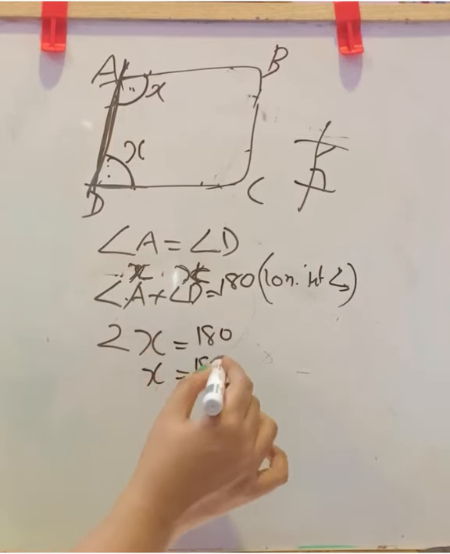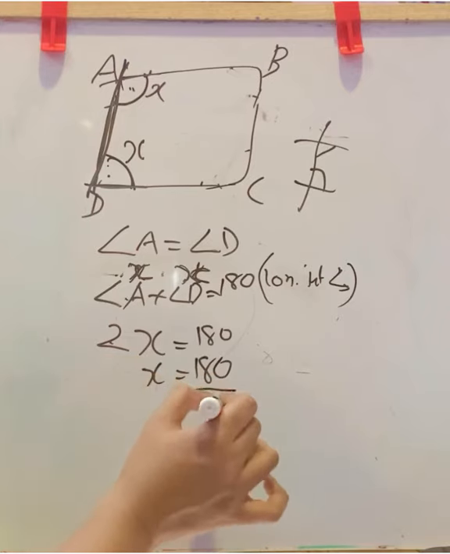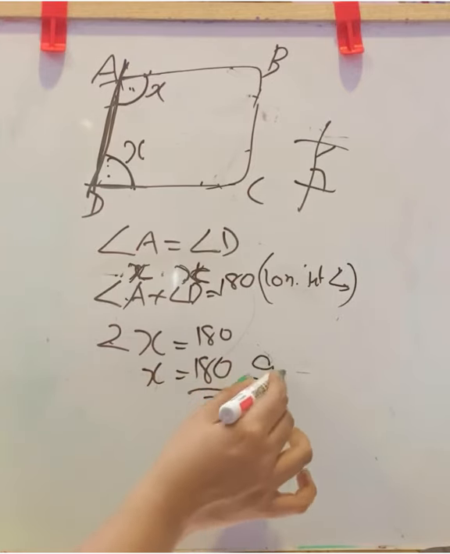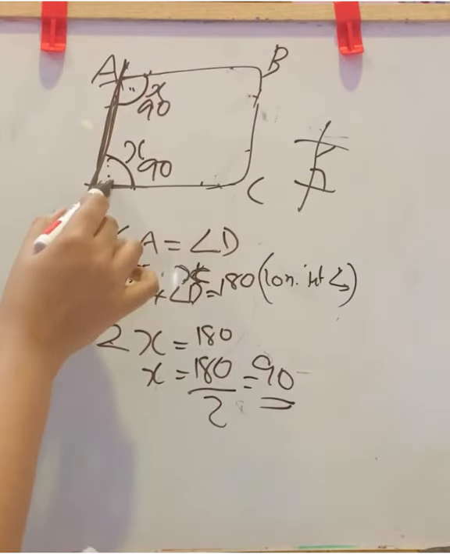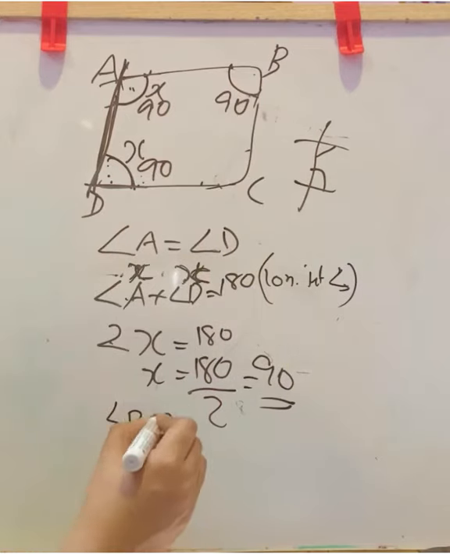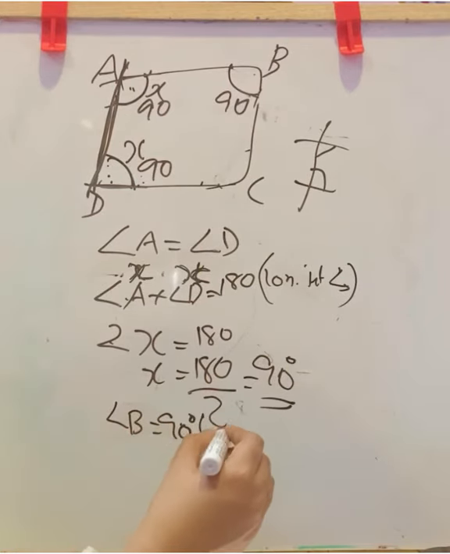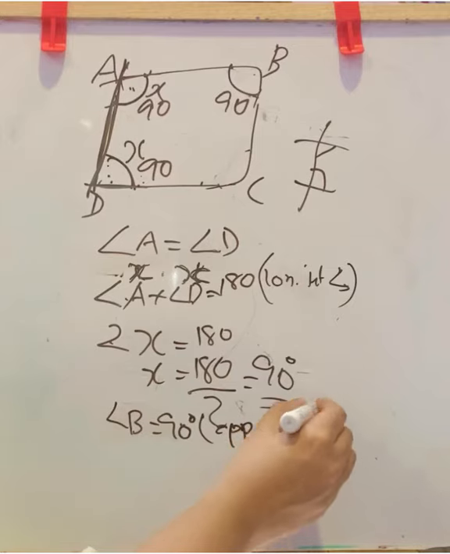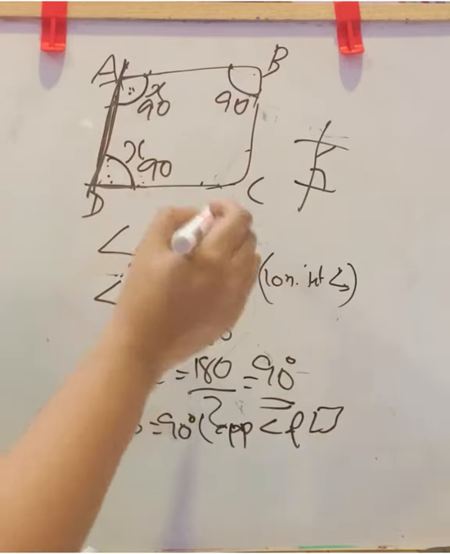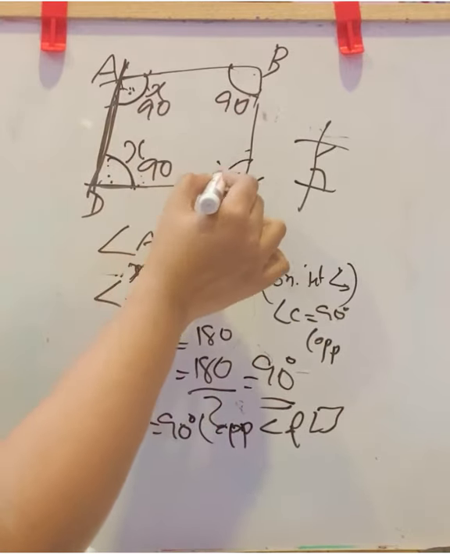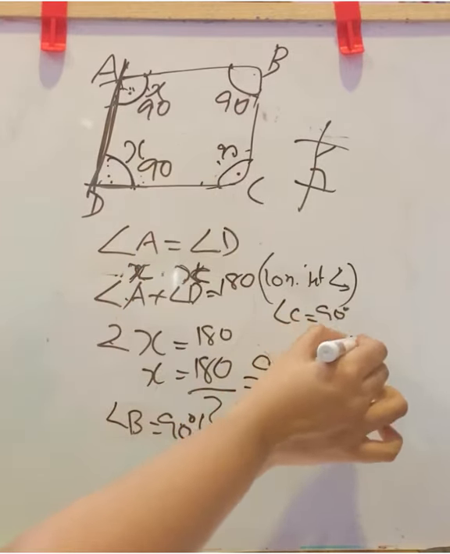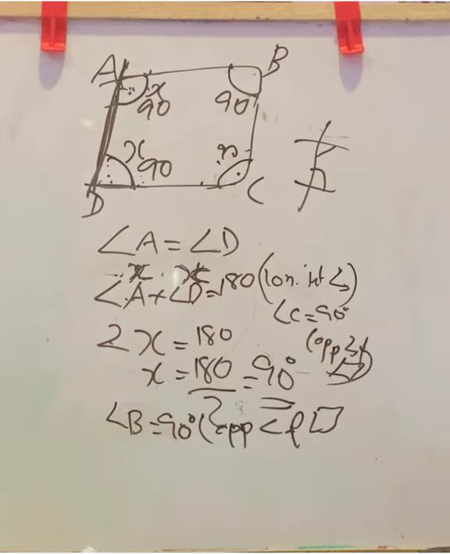X is equal to 180 divided by 2. Taking to RHS, 2 goes to the denominator. 180 divided by 2 is 90. So x is 90. Here also 90. Now if this is 90, angle B is 90. Reason is opposite angle of parallelogram. Now if this is 90, angle C also 90. Reason is opposite angle of parallelogram. All the angles are 90. Maybe it is a square or a rectangle. In that we have all the angles 90.